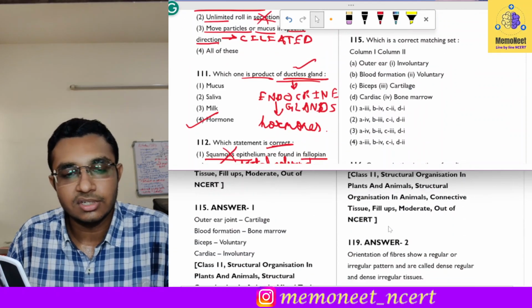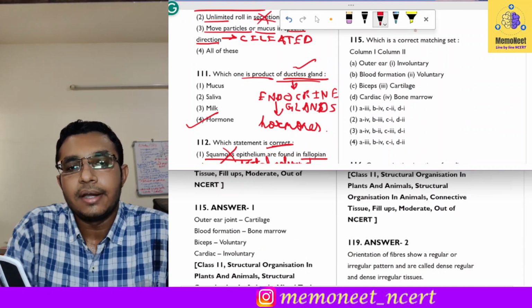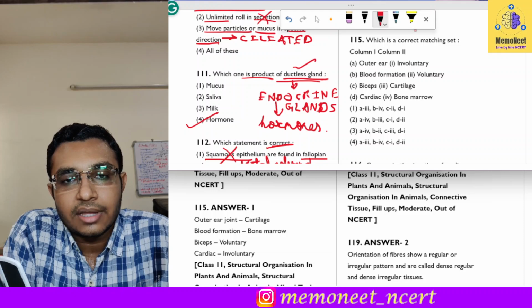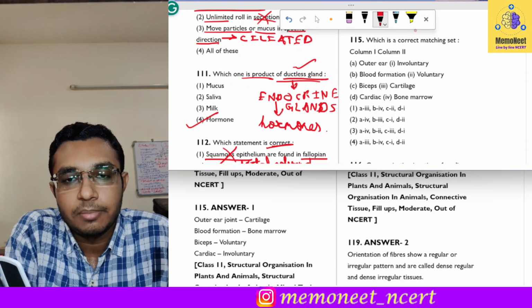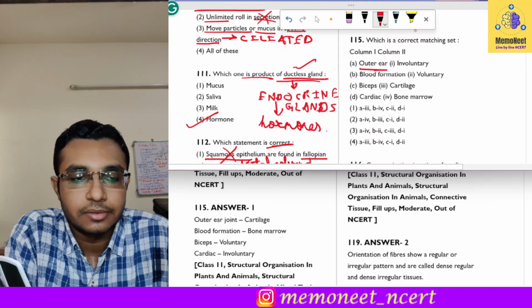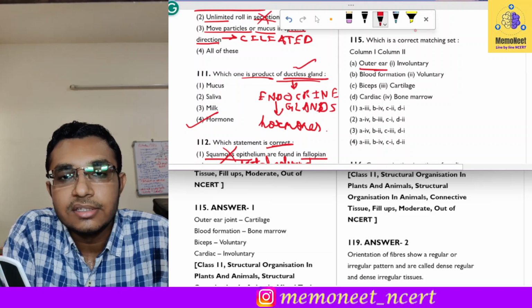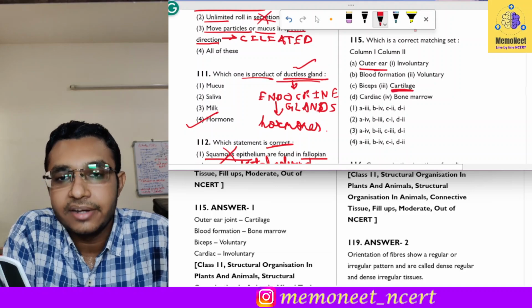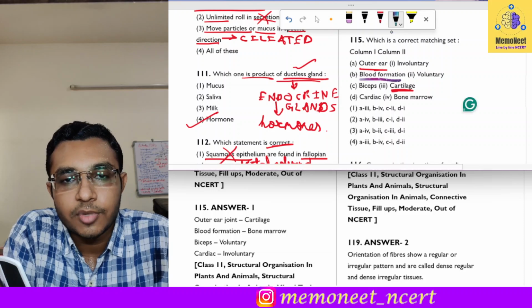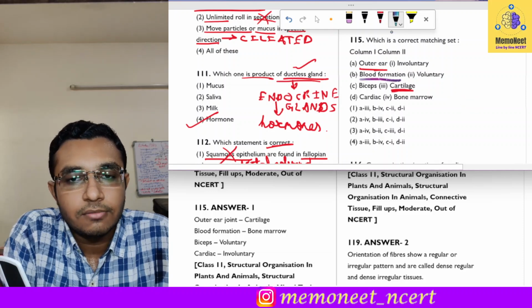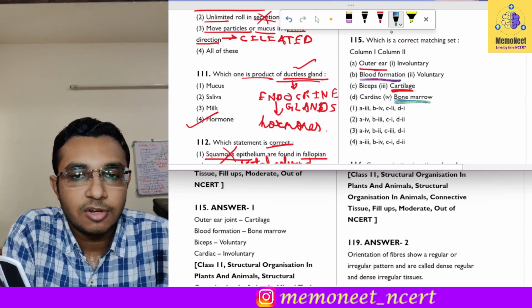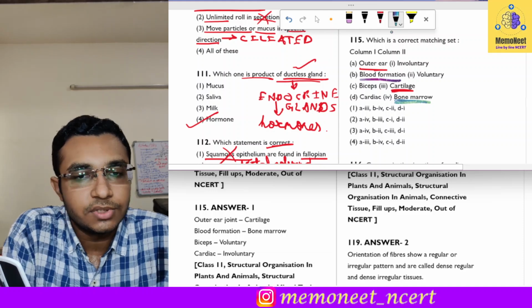The next question is question number 115, and it is a match the following type of question. We have to match the characteristic of these particular tissues. Let us start one by one. The first is outer ear. Outer ear is the ear pinna and it is made up of cartilage. So A goes with 3. The next is blood formation. Blood formation is the function of bone marrow. So B goes with 4.